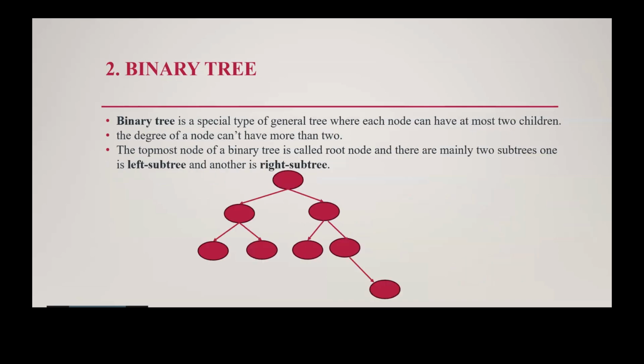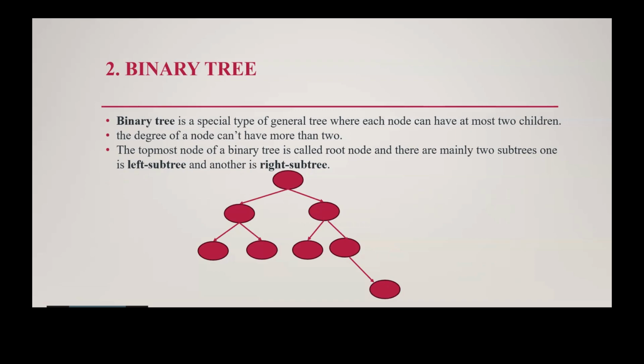Next category of tree is the binary tree. By the name, binary means it is a specialized type of general tree where each node can have at most two children. Binary means two. So each and every node has a maximum of two children, which means it can have 0, 1, or 2 children. The degree of a node cannot be more than 2. So the degree can be 0, 1, or 2.